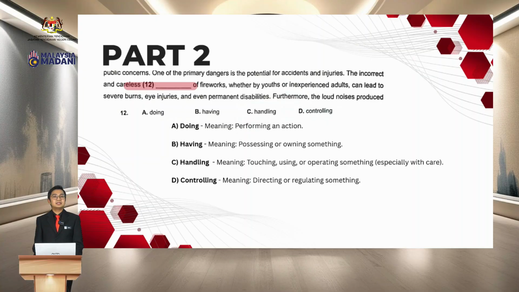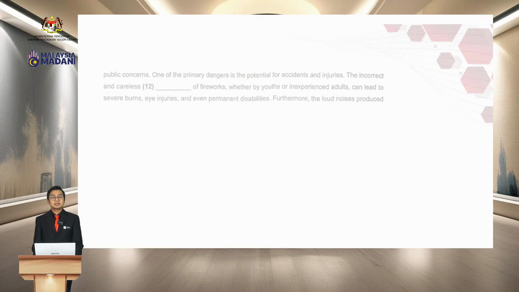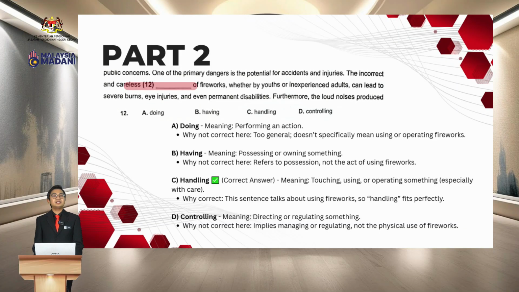So, in this sentence, we are talking about handling something, operating something. How the youth or inexperienced adults handle or operate fireworks. So that's why C will be the correct answer. For A, B, and D, they are not correct because they do not mean operating the fireworks.